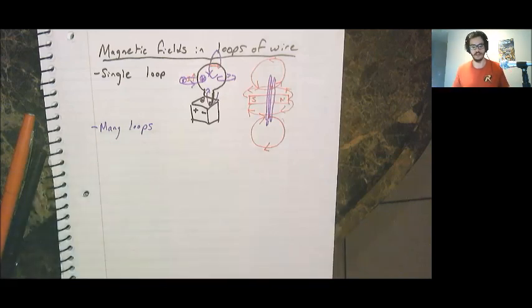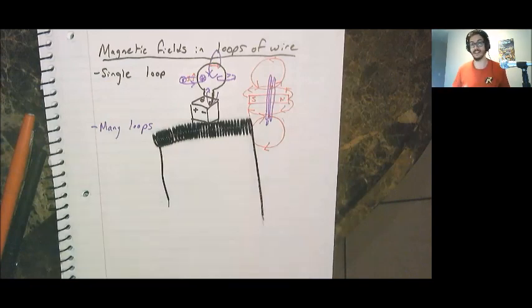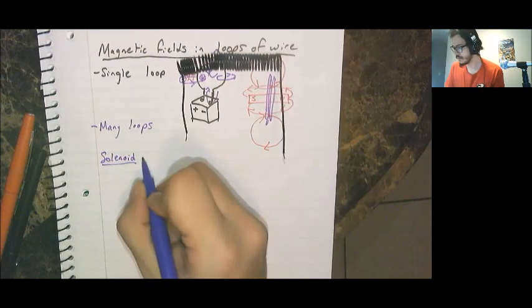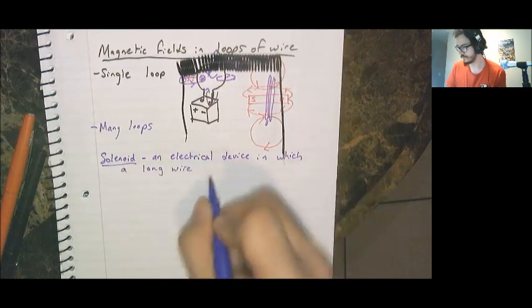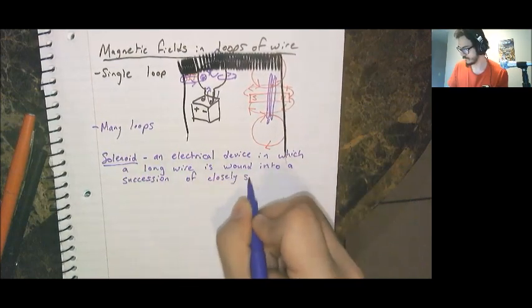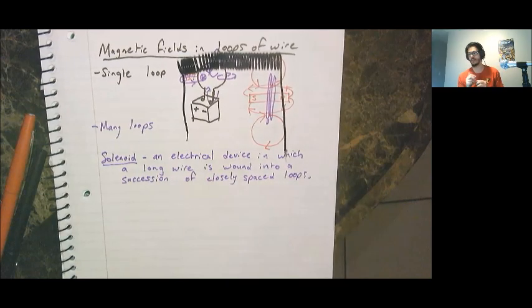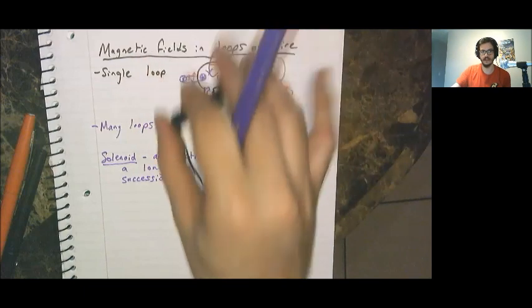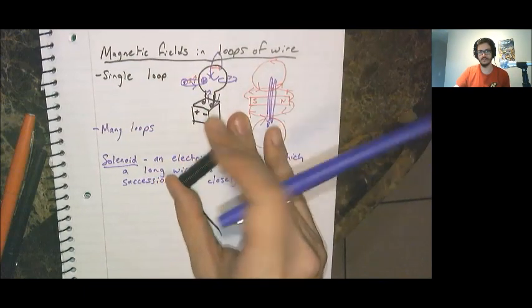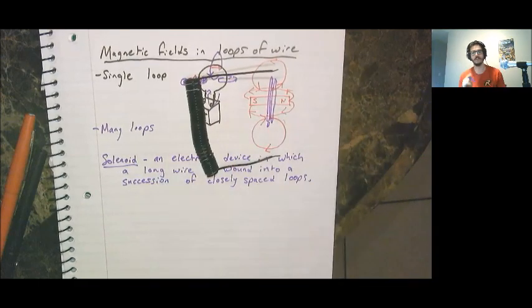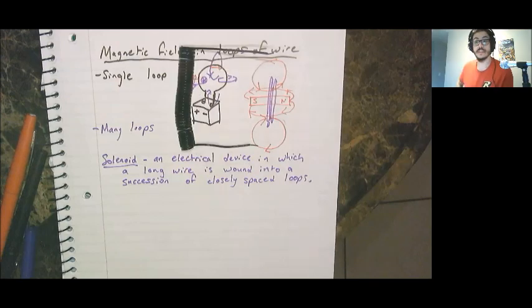A device where you have electricity going through a looped wire like this has a special name. This is probably the only bit of vocabulary that I need to do for this lesson. This is a solenoid. Solenoid. An electrical device in which a wire is wound into a succession of closely spaced loops. The more closely spaced they are, the stronger it's going to be because you have less distance and you're basically crunching that domain up so that they can reinforce better. These are the heart of pretty much every electrical appliance that does work.